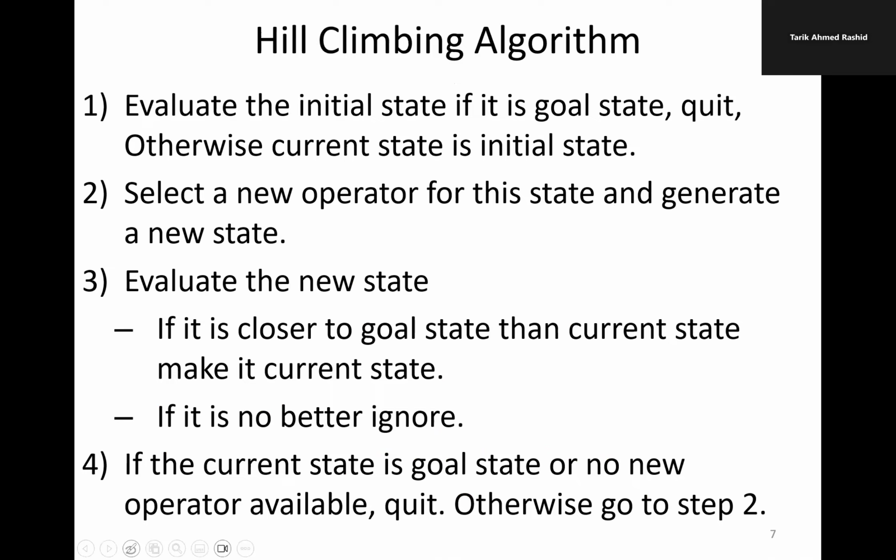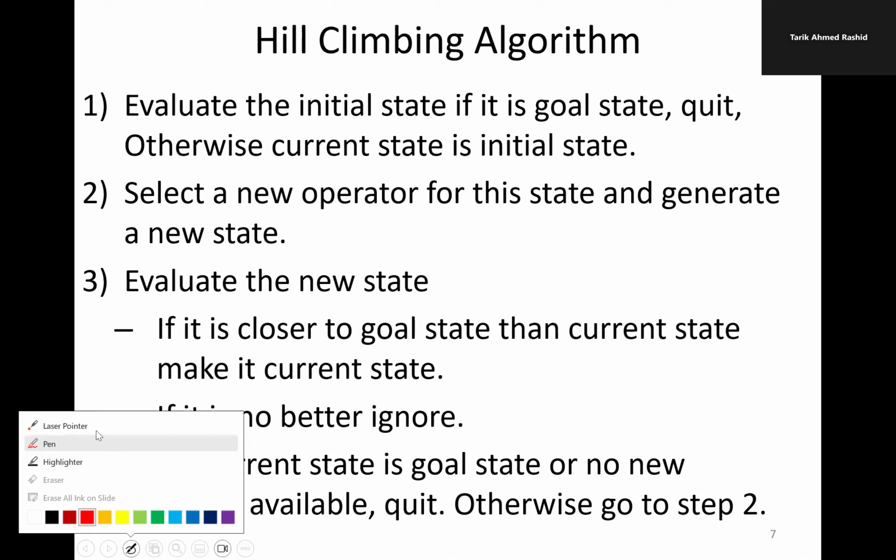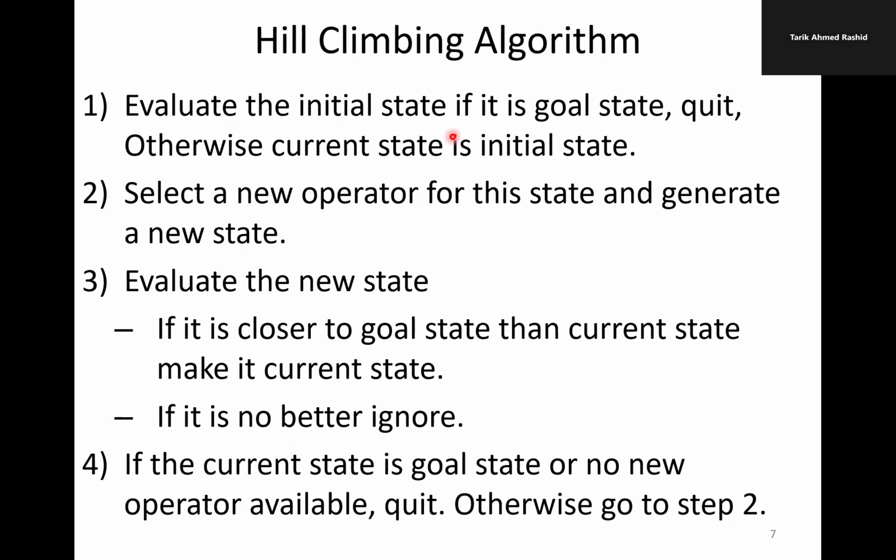We try to evaluate the initial state. If the initial state is the goal, quit the algorithm. Otherwise, the current state is the initial state. So it goes point by point, from hill to hill, from one place to another. When we have the current state, we select a new operator for it, generate a new state, new kids, new offspring, and evaluate the new state.